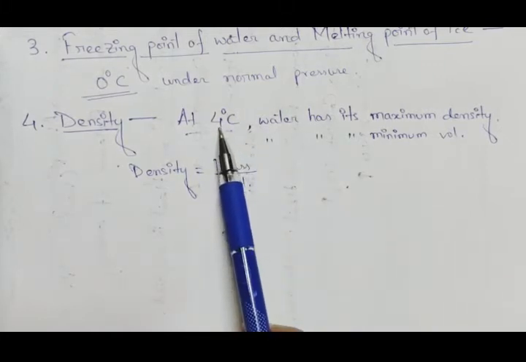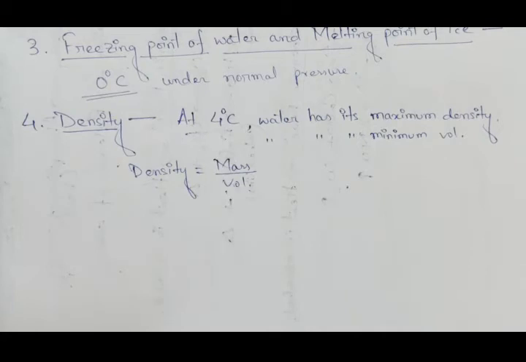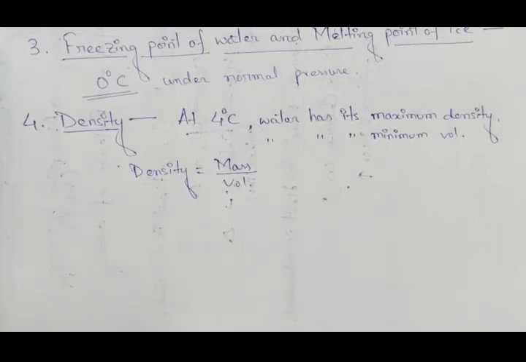After 4 degrees Celsius, if we further decrease the temperature, then its volume will start expanding. Okay, this is the anomalous nature of water, that below 4 degrees Celsius, water starts expanding, and we know that on freezing, the volume of ice increases. So on increasing the volume, the density will decrease. As the density decreases, ice floats on water.